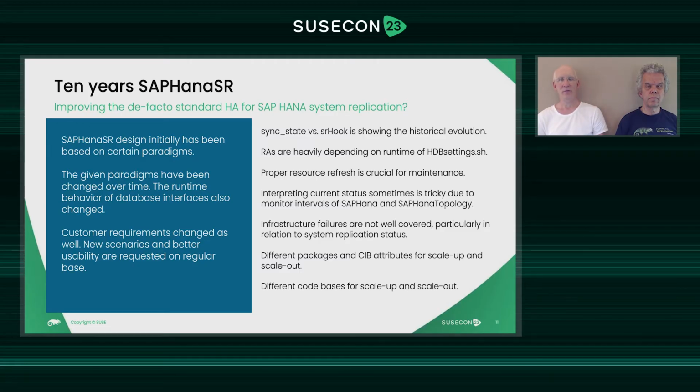Later on, we got the option to be informed by HANA asynchronously on the status of the system replication, and this is now reflected in the two attributes, sync state and SR hook. This is one point where you can see the historical evolution.